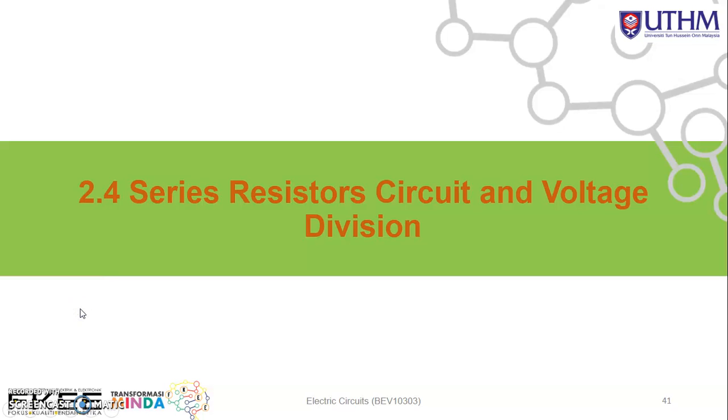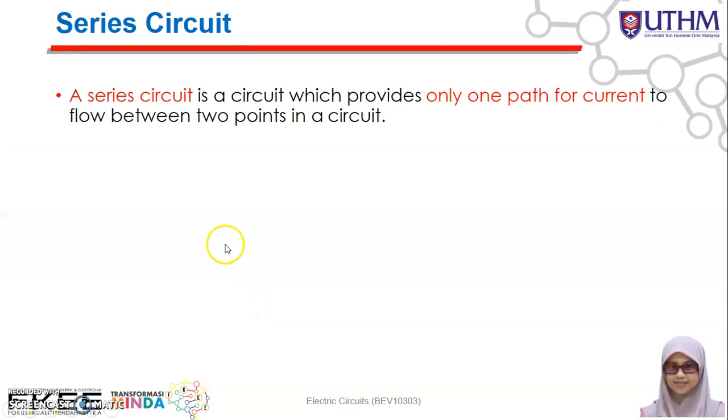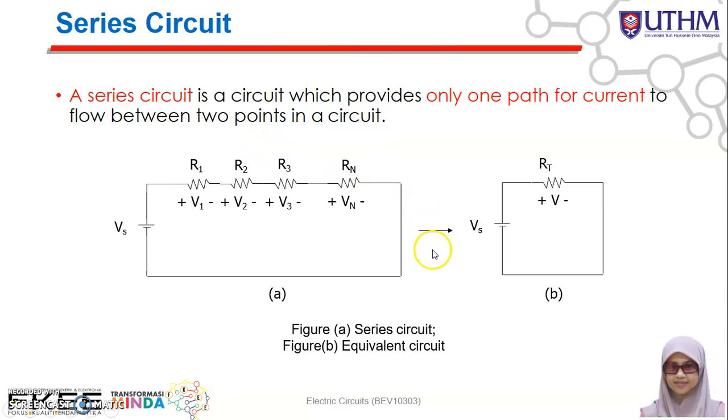Now we go to the first topic for today, which is the series resistor circuits and the voltage division. For the series circuit, this is your example. A series circuit is a circuit which provides only one path for the current to flow between two points in the circuit. You can see here there is only one path for the current. The current will flow from the supply, from the positive terminal to the negative terminal. So when you have only one path, this is a series circuit.